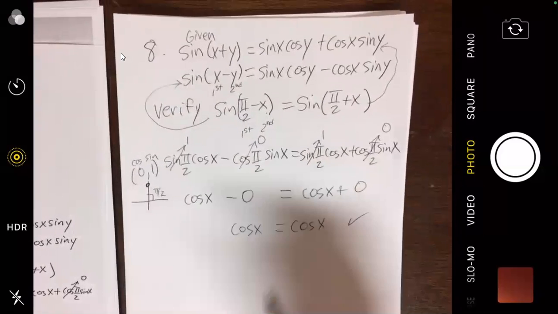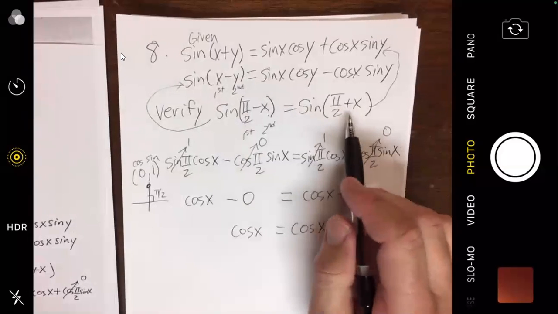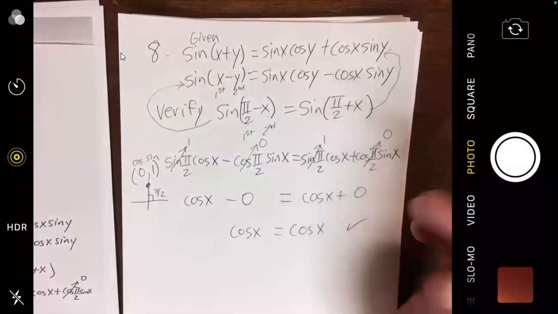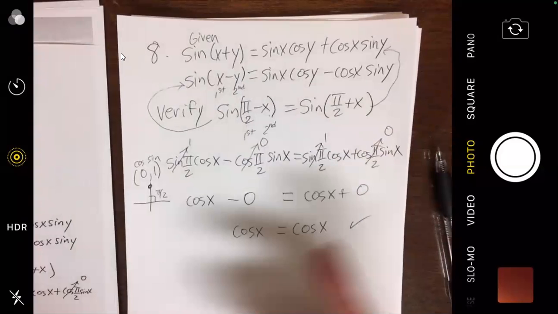So bottom line, you can take pi over 2, subtract any number, or take pi over 2 and add any number, and take the sine of that, and you get the same thing. You can punch it on the calculator and prove it as well.